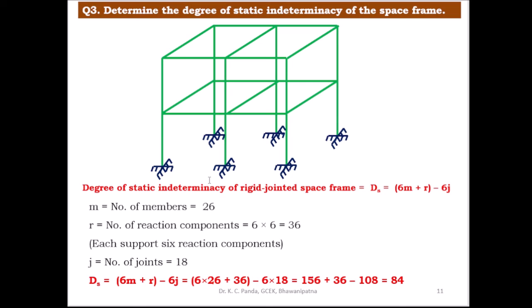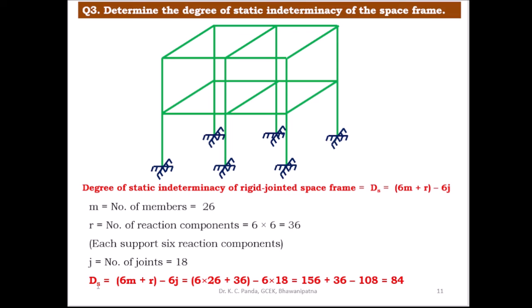Then count the number of joints. 1, 2, 3, 4, 5, 6, 7, 8, 9, 10, 11, 12, 13, 14, 15, 16, 17, 18. The number of joints is equal to 18. Then put the values of M, R and J in this expression. The degree of static indeterminacy of a rigid jointed space frame ds is equal to 6m plus r minus 6j. Here you put the values of M, R and J.